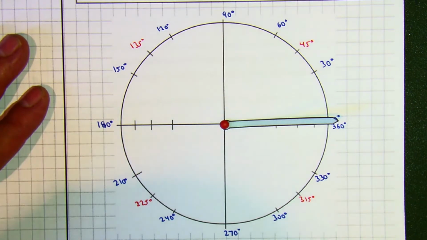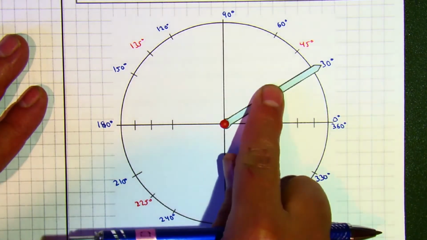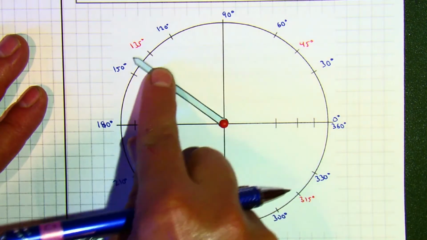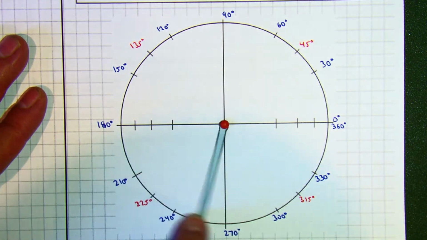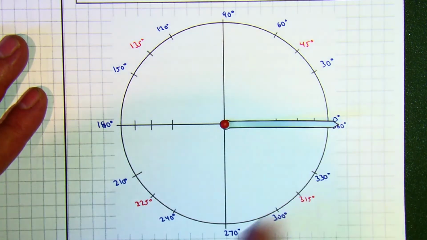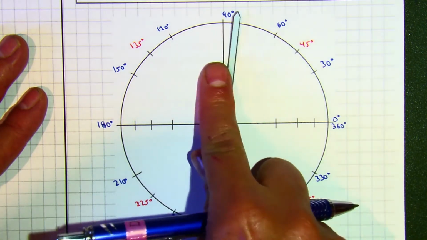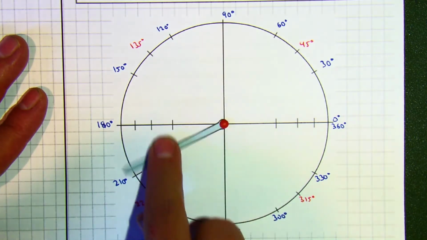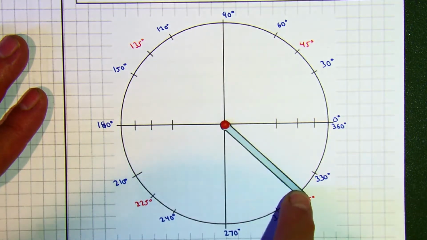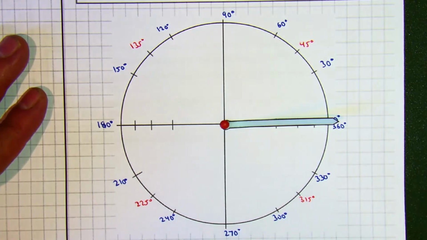And that's how you want to think about it. Counting by 30s: 30, 60, and so on, plus 30 each time. And counting by 45s: plus 45, plus 45, each time around the circle.